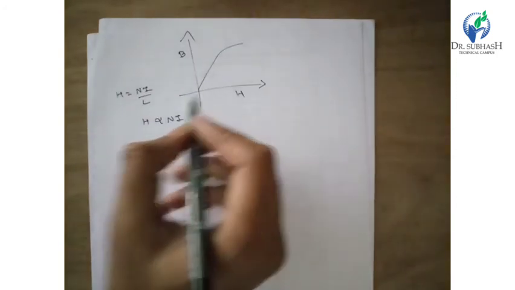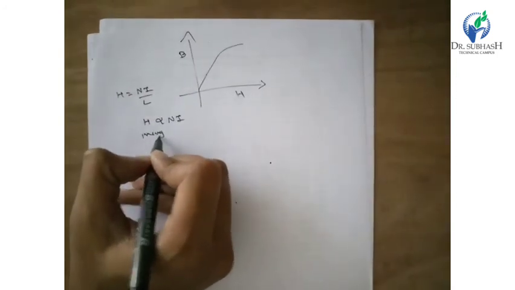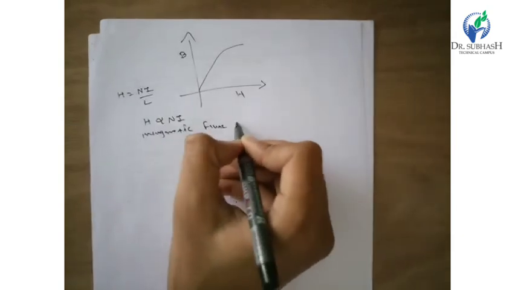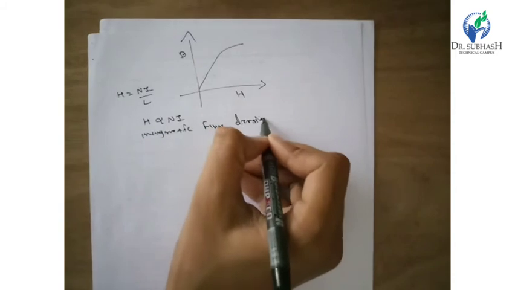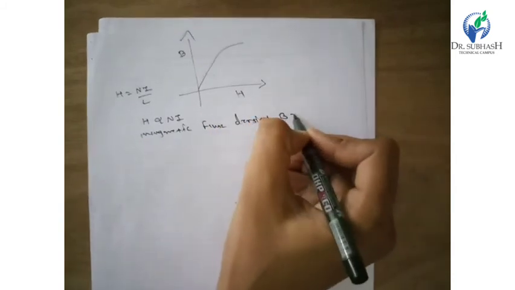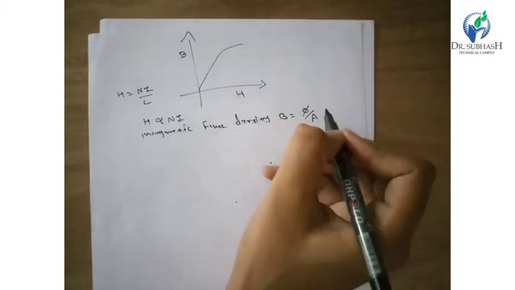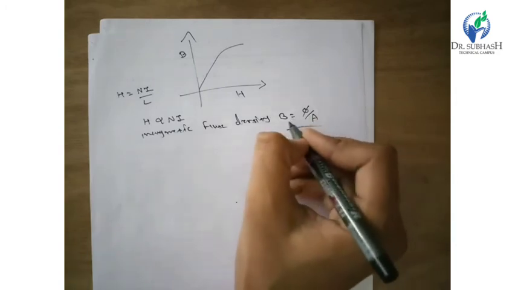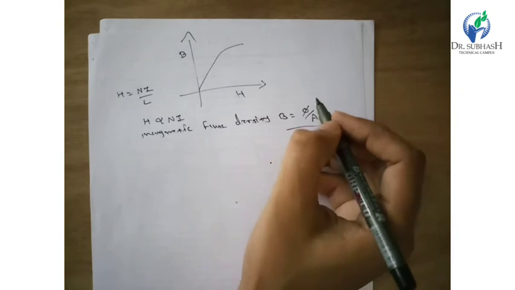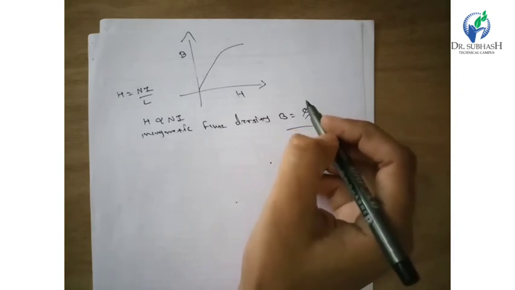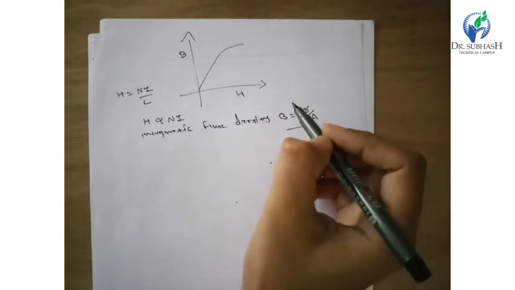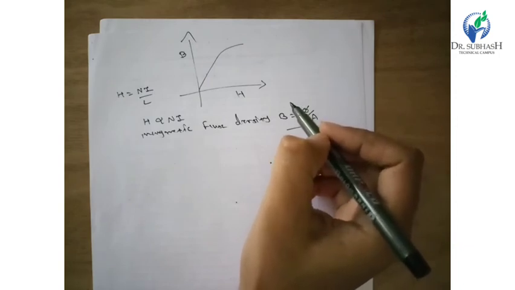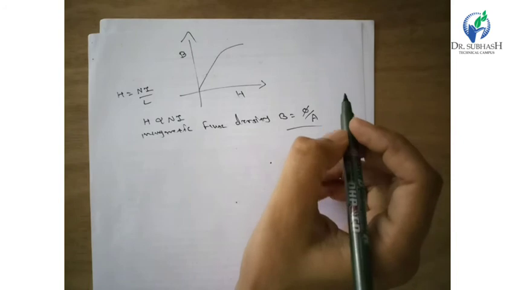So the magnetic flux density B is equal to phi upon A. This is the simple equation of magnetic flux density, B is equal to phi upon A, where phi is the magnetic flux and A is the area of cross section through which the flux passes.